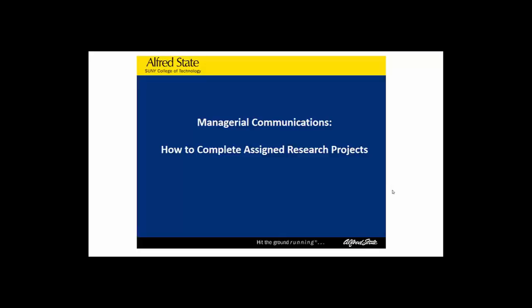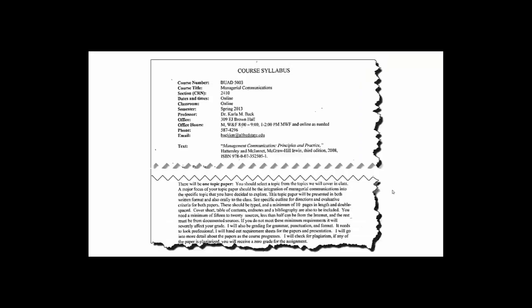This short video tutorial will show you how to research and complete the assignments for Professor Vack's Managerial Communication course. There are two major research assignments in the course. One is the individual article review assignment. The other is the topic paper. We'll focus on this assignment, but the sources and methods demonstrated in this video will enable you to complete the individual article review assignment as well. Here are the requirements for the paper.